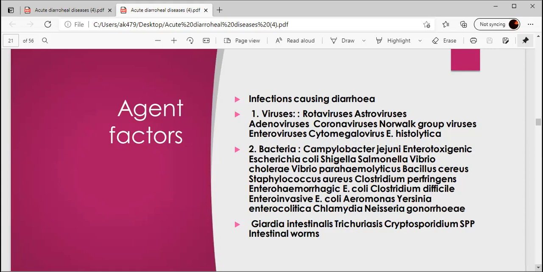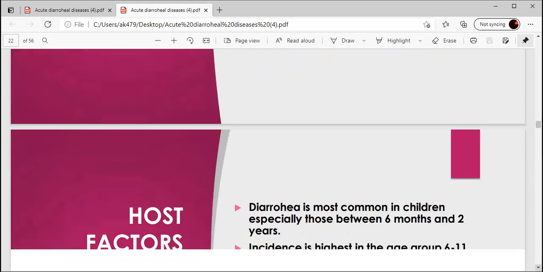Bacterial infections are Campylobacter jejuni, enterotoxigenic E. coli, Shigella, Salmonella, Vibrio cholerae, Vibrio parahemolyticus, Bacillus cereus, Staphylococcus aureus, E. coli, Clostridium difficile, and many others. Giardia intestinalis, trichuriasis, intestinal worms.